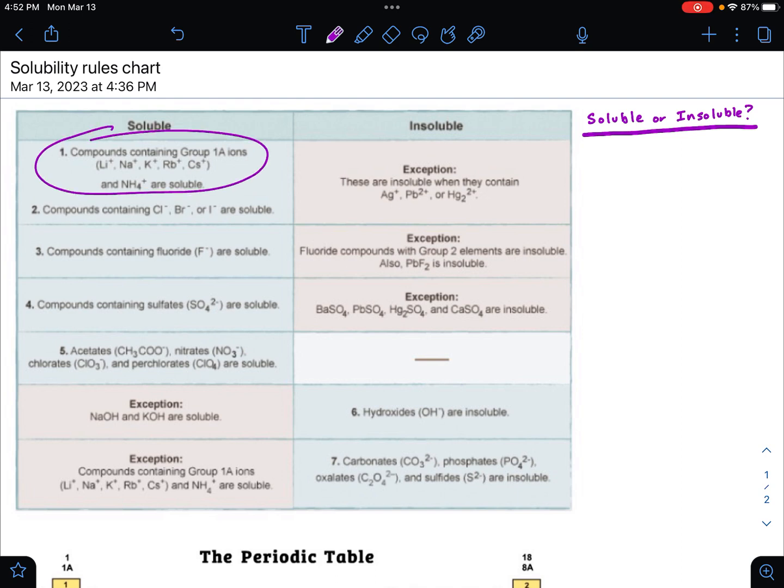Rule number 1, compounds containing group 1A ions and NH4 are soluble. So first of all, we have to remind ourselves, what is a group 1A ion? In order to answer this question, you need to have your handy dandy periodic table next to you. So make sure you have a periodic table. I have one right here.